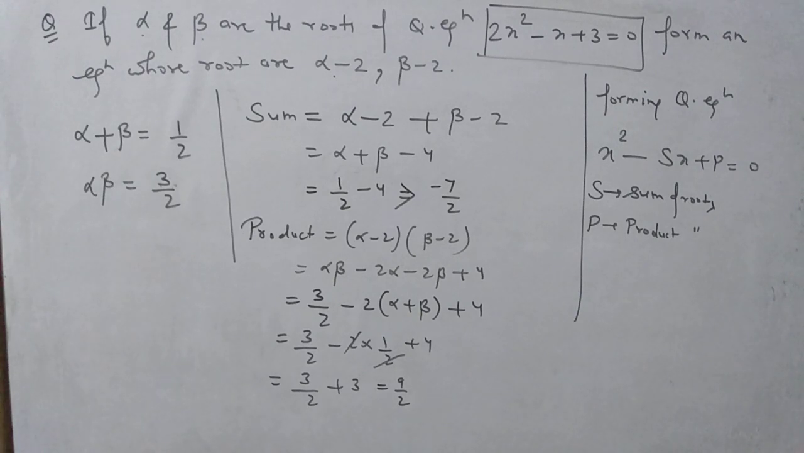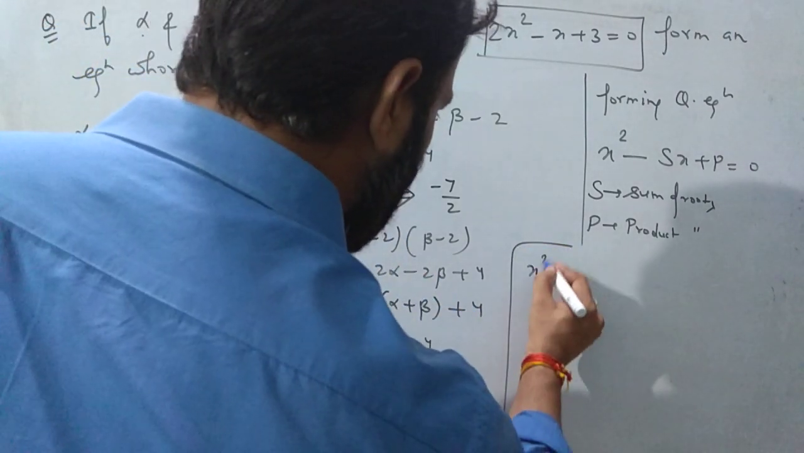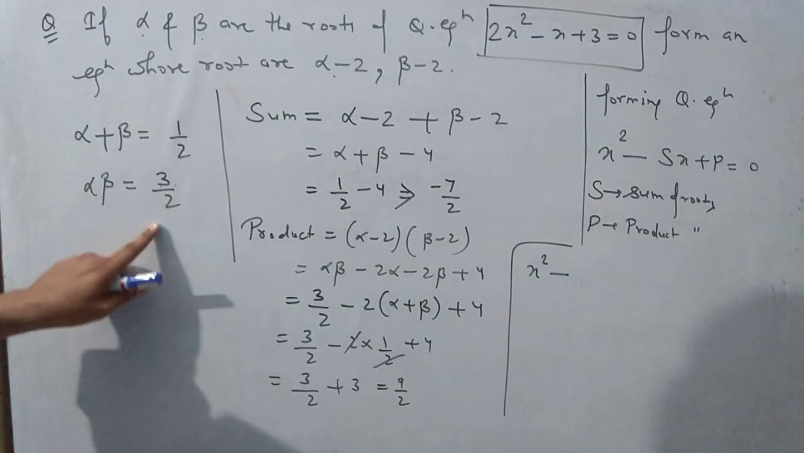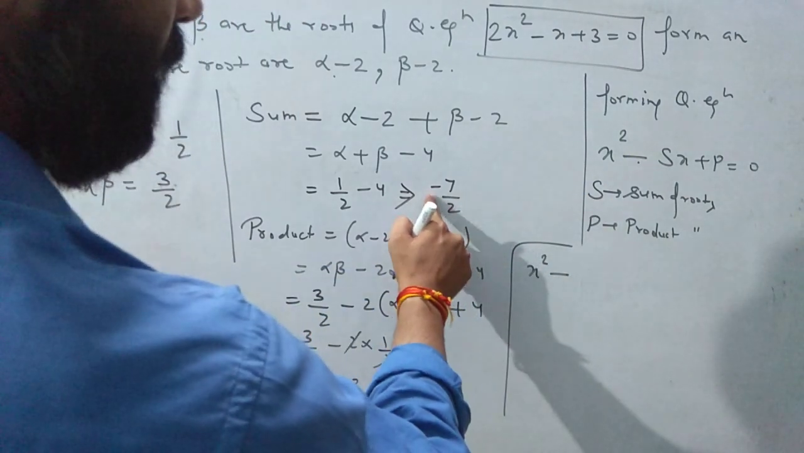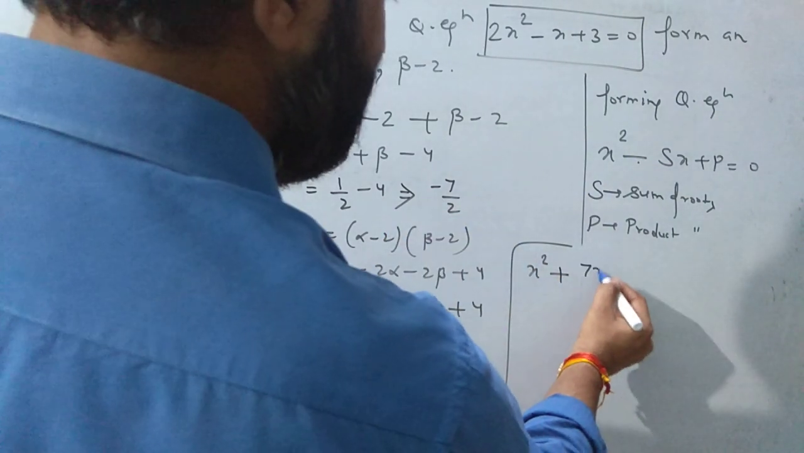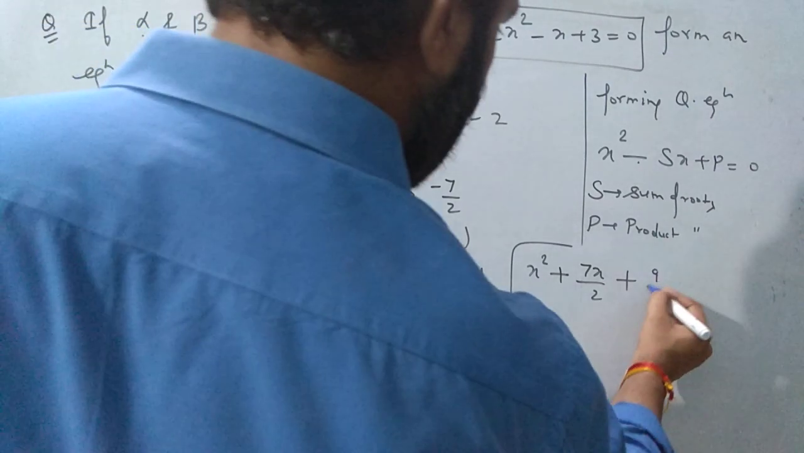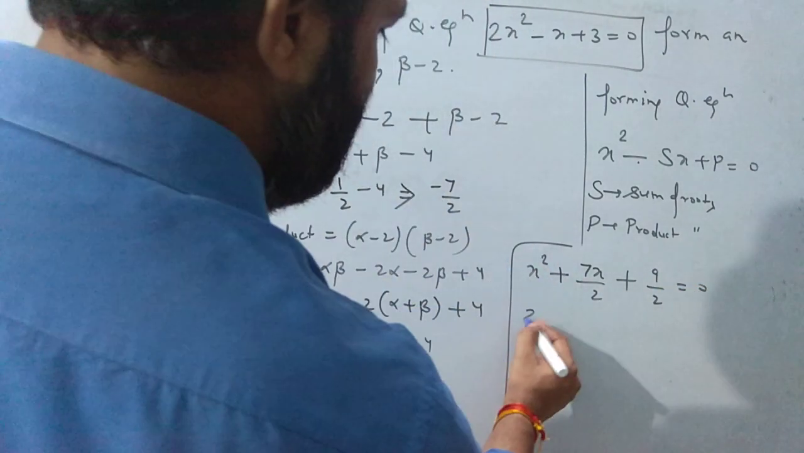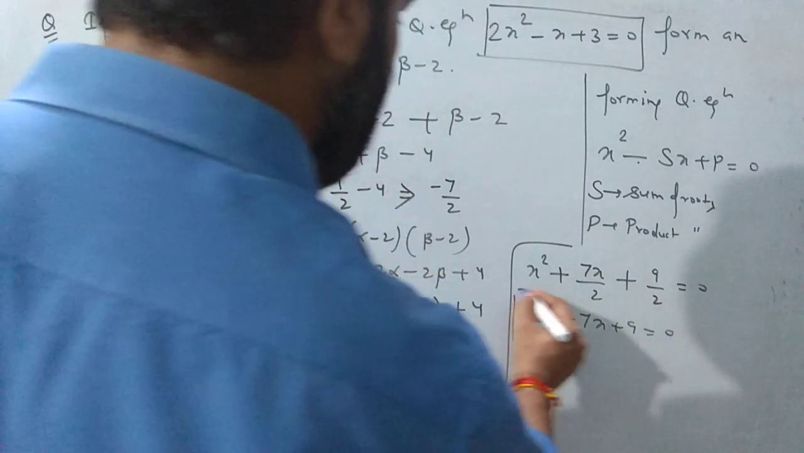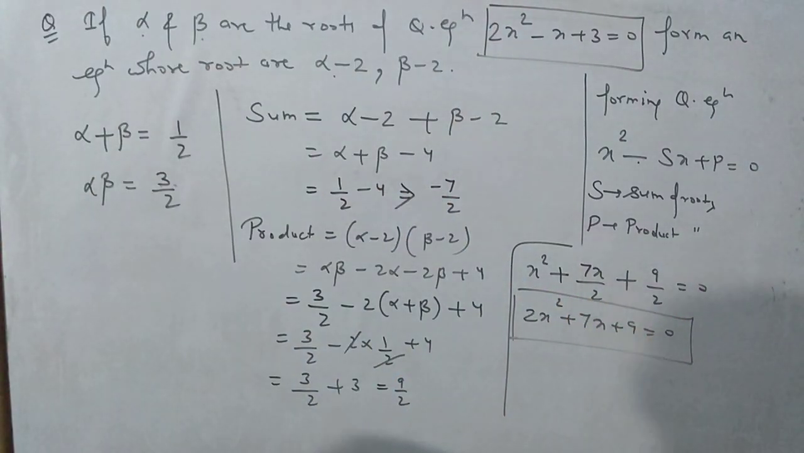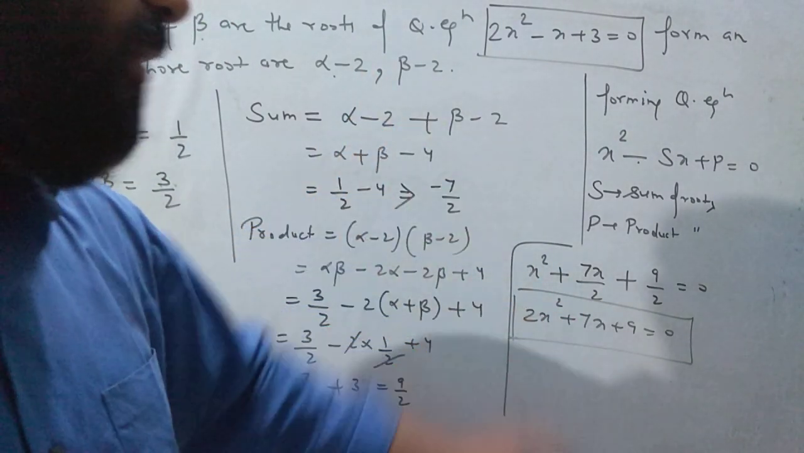Now we want the equation. So the equation is x square minus sx. The value of the sum is minus 7 by 2, so minus sx, already with a minus sign, becomes plus 7x by 2. And the value of the product p is 9 by 2. Now taking LCM, it becomes 2x square plus 7x plus 9 is equal to 0. So this is the equation whose roots are alpha minus 2 and beta minus 2.